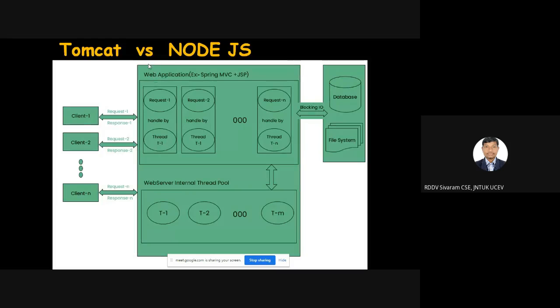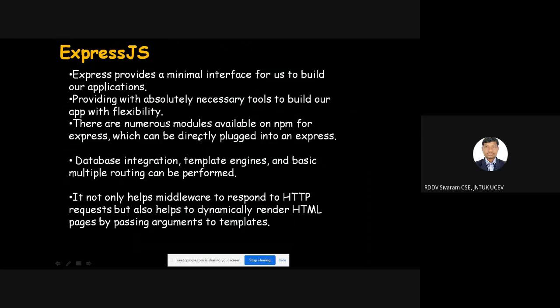If you compare a traditional web server like Tomcat with NodeJS, Tomcat uses a multi-threaded model, whereas NodeJS uses a single-threaded model. That is the only difference. In the multi-threaded model, you have to fork child servers as and when there is a new request. So there is a limitation on the threads; you have to create n threads if there are n requests.